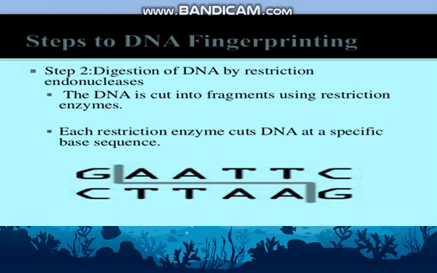And what is a base sequence? You know that in DNA there are nitrogenous bases: adenine, thymine, cytosine and guanine. A is always bonded with T and C is bonded with G. So each restriction enzyme, this biological scissors, cuts the DNA into fragments at a specific base sequence. So this is the second step.